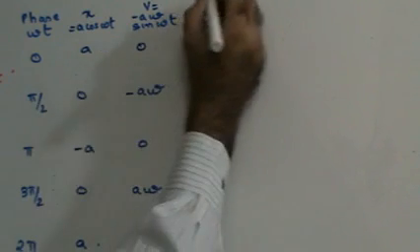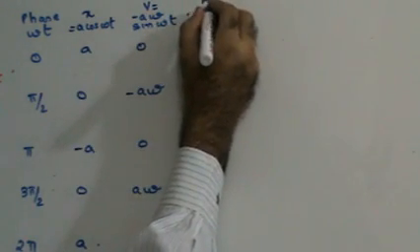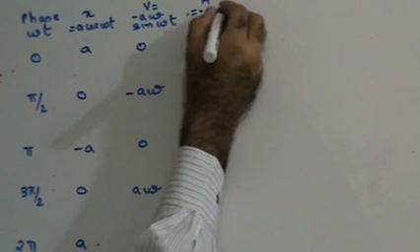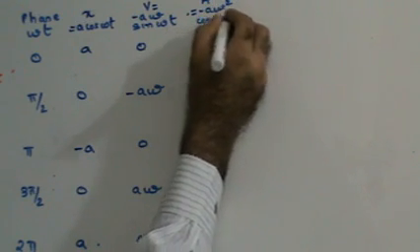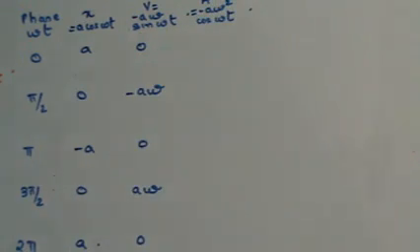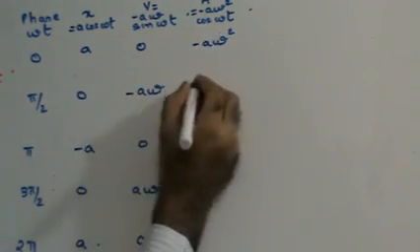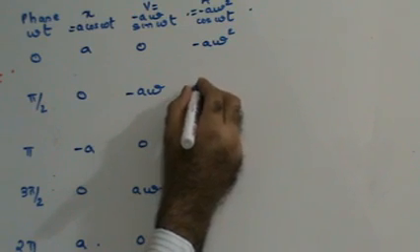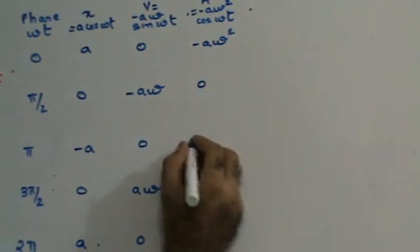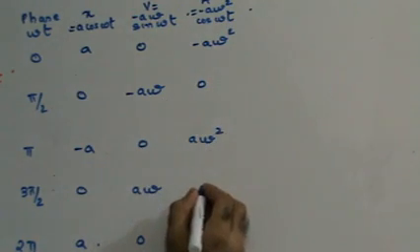Right? Similarly, acceleration. Acceleration is nothing but minus a omega square cos omega t. Cos of 0 is 1, so this will be minus a omega square. Cos 90 is 0. Cos 180 is minus 1. 270 is 0. 360 is minus a omega square. Right? Now, once you have this, then let's see the graph.